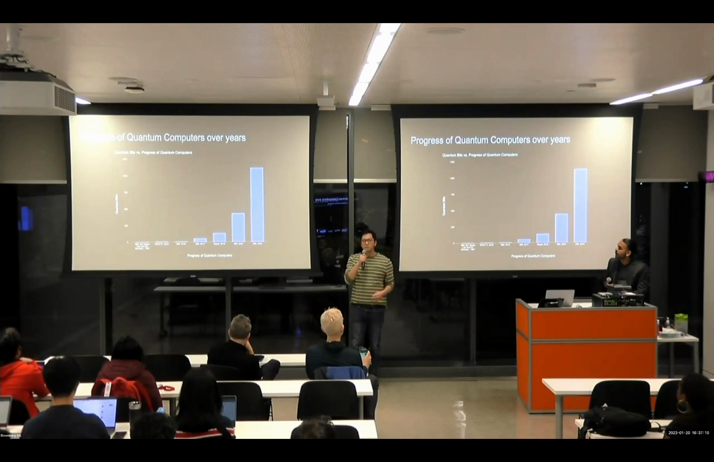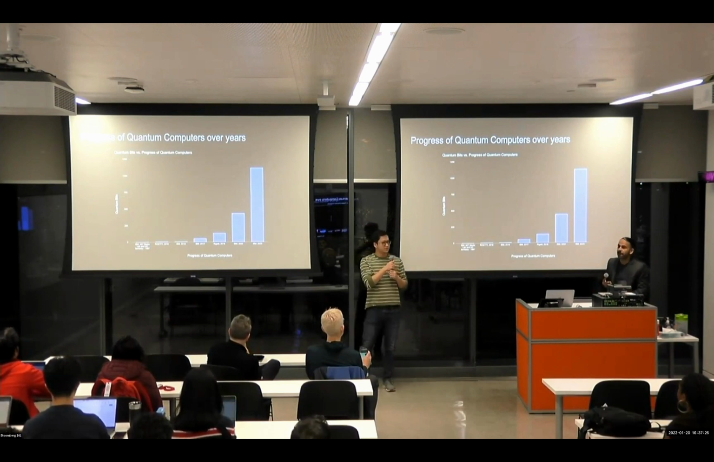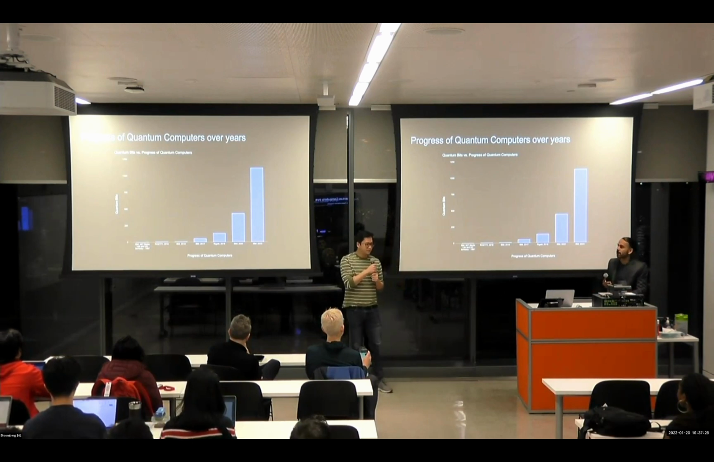So let's talk about that progress that I was talking about. It's more than exponential, right? So in 1997, we had maybe 1 or 2 qubits. And now we're at 433. And by the end of 2023, the proposals have almost 1,000 qubits, which is a significant number from a quantum perspective.